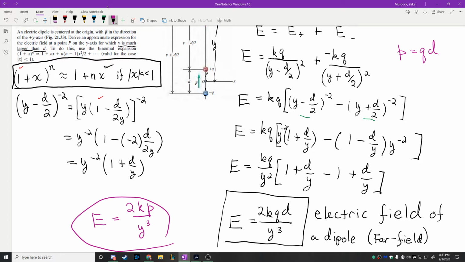So for a dipole, the electric field looks a little bit different than the electric field of just a single point charge. Instead, what you get is 1 over y cubed. If this was a point charge, it would be 1 over y squared. The 2kp came from p equals qd, so I just replaced that with p. That's the only thing that I did.